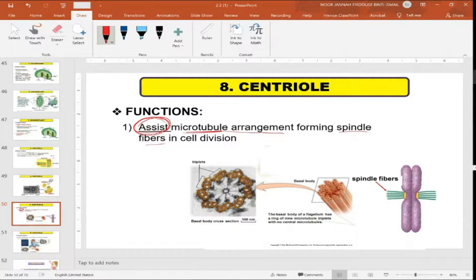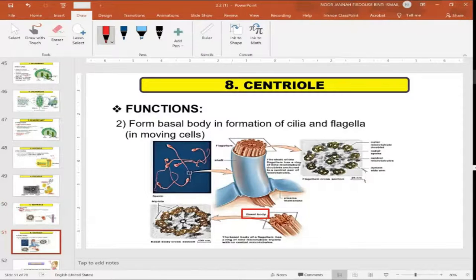Assist microtubule arrangement forming spindle fibers in the cell division. Sebab tu dalam tumbuhan, di centrosome dia tidak ada centriole, tetapi masih boleh menghasilkan spindle fiber. Form basal body in formation of cilia and flagella, okay, in moving cell. Jadi asas kepada pembentukan flagella dengan cilia ni adalah susunan centriole. Ya, basal body. Ni tepi ni.